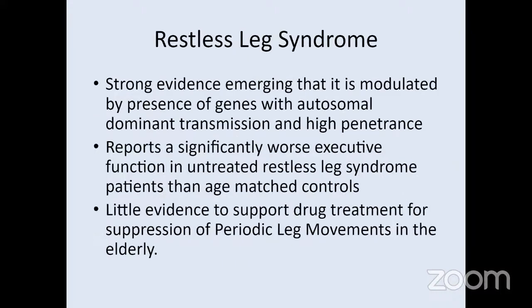Let's move into restless leg syndrome. There is strong evidence emerging that it's modulated by the presence of genes with autosomal dominant transmission and high penetrance. Reports show significantly worse executive function in untreated restless leg syndrome patients than age-matched controls. There is little evidence to support drug treatment for suppression of periodic leg movements in the elderly.